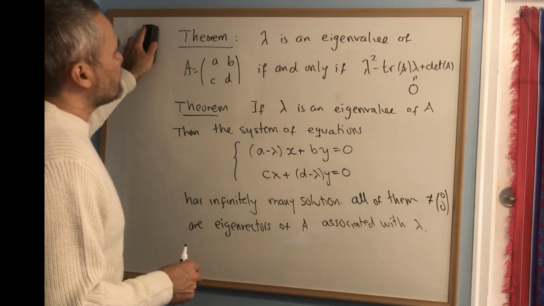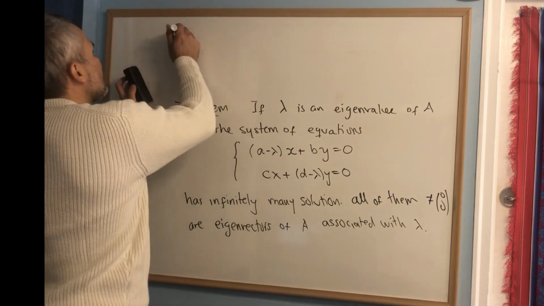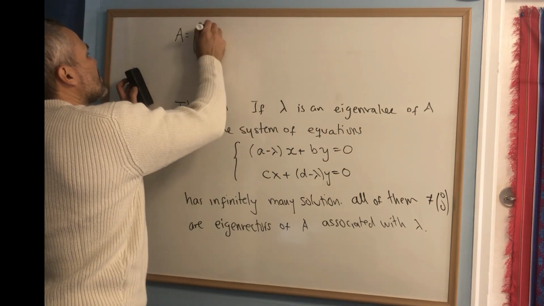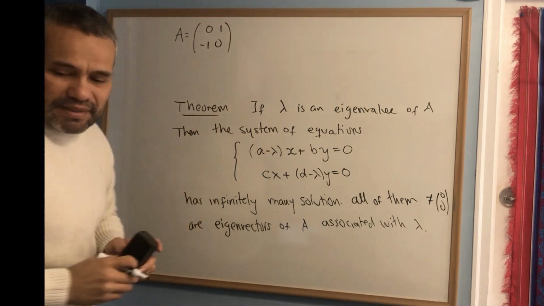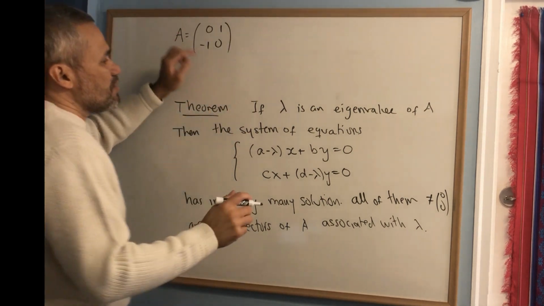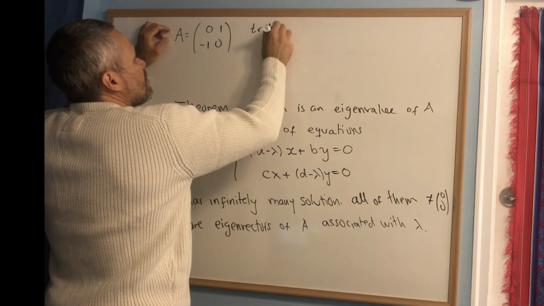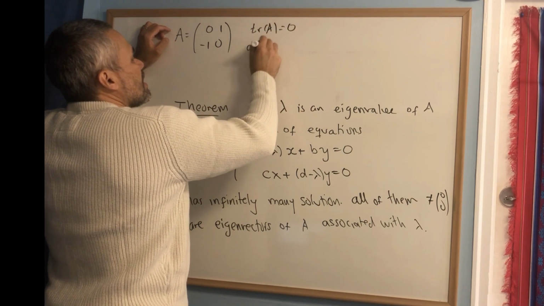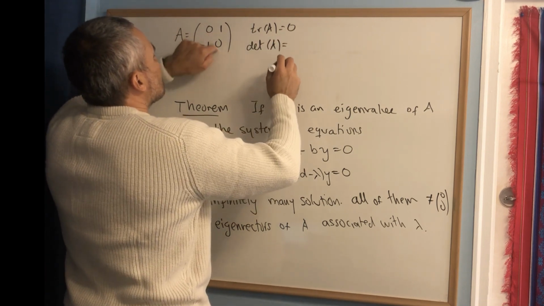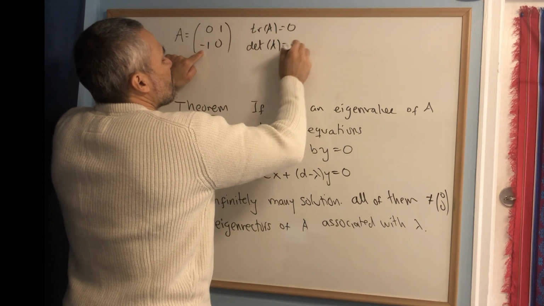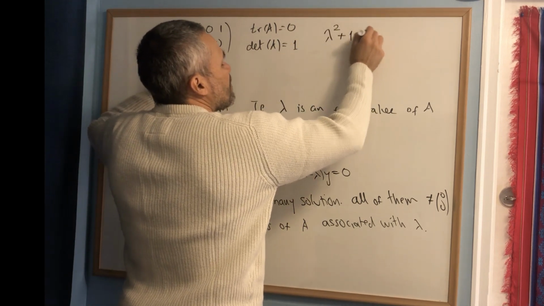Let's do the previous problem, and we will be using both theorems to compute the eigenvalues and the eigenvectors. Okay, let's have this example. Let's suppose that we have the matrix A equals 0, 1, negative 1, 0. Then, in order to compute the eigenvalues, we compute the characteristic equation. The trace of A is 0, and the determinant of A is 0 minus negative 1, it would be 1. Then the characteristic equation is lambda squared plus 1 equals 0.